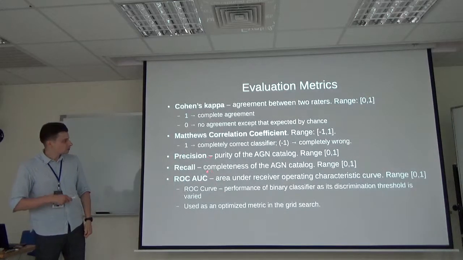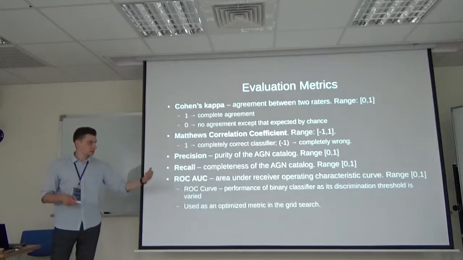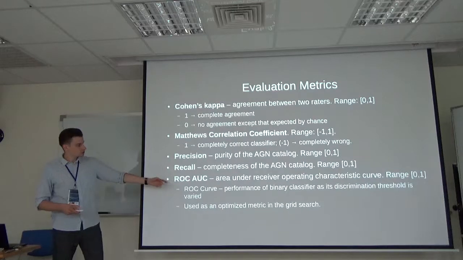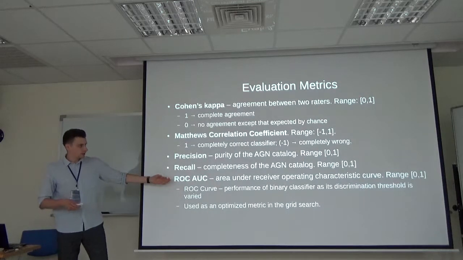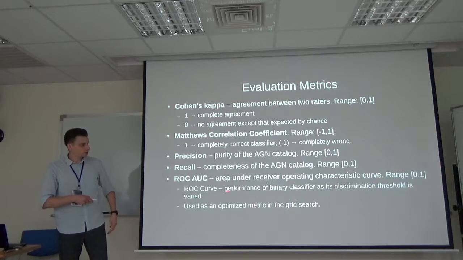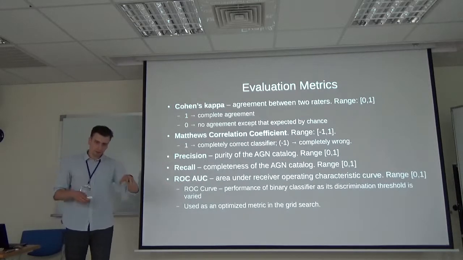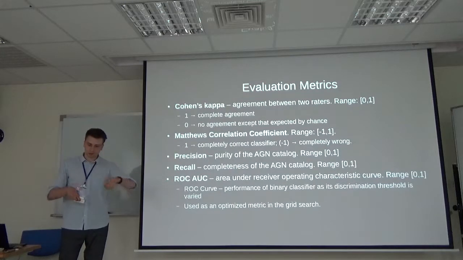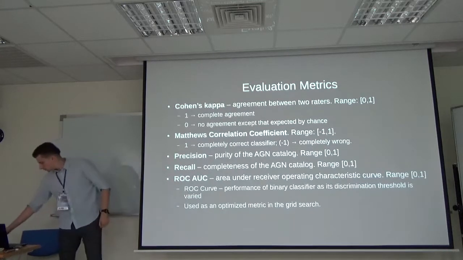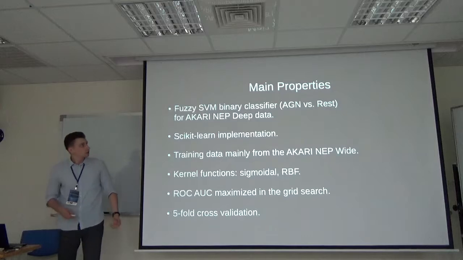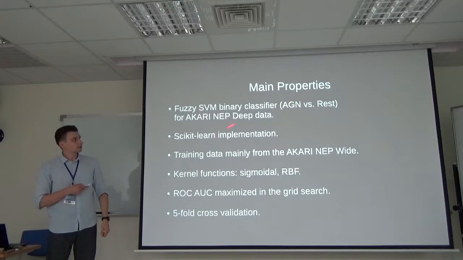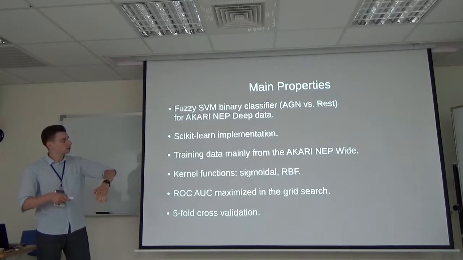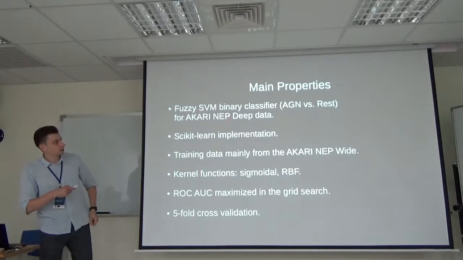We also use the precision and recall, which in our case are the purity and completeness of the output AGN catalog. And we also use the area under the ROC curve, where this ROC curve shows the performance of the binary classifier when the discrimination threshold varies. So to summarize, we use the fuzzy SVM binary classifier, which was trying to separate AGN versus non-AGN objects in the AKARI NEP deep data.